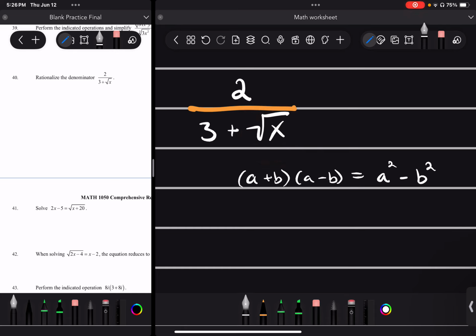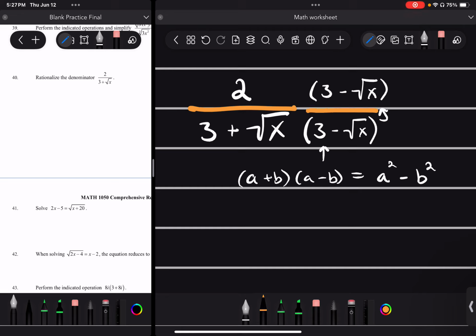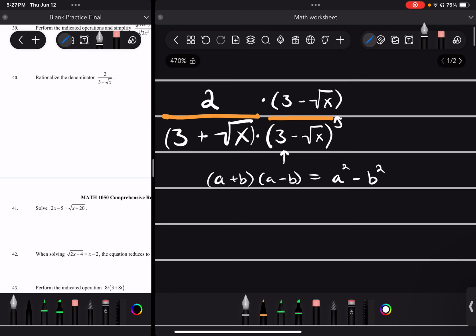So we just need the other part. Well, we can take this up and say the other portion of this would be 3 minus the square root of x. And if you do something to the bottom of a fraction, you have to do it up top as well, because fractions are relative to each other. The numerator and the denominator are. So we're going to multiply the top and the bottom by the same thing. Take a look at what we have now.